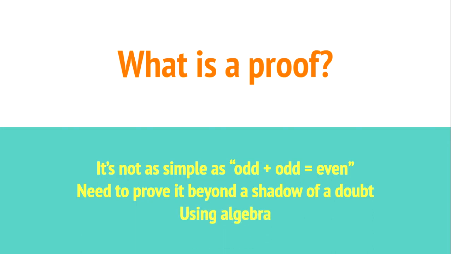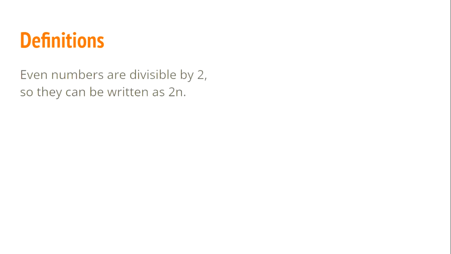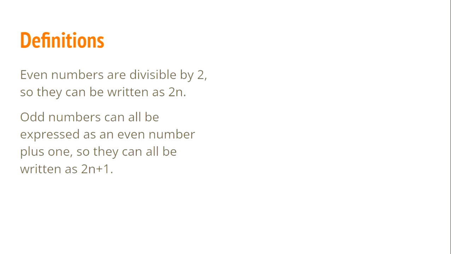Using algebra. First, we need to define what odd and even numbers are. Even numbers are pretty simple, as all even numbers are divisible by 2 by definition, they can be expressed as 2n. So for 2, n would be 1, for 4, n would be 2, and so on. Well, what about odd numbers? Well, if you take an even number and add 1 to it, you get an odd number as it's not divisible by 2 anymore. So all odd numbers can be written as 2n plus 1. Even in 1, because in that case n would be 0. 2 times 0 plus 1 is 1.